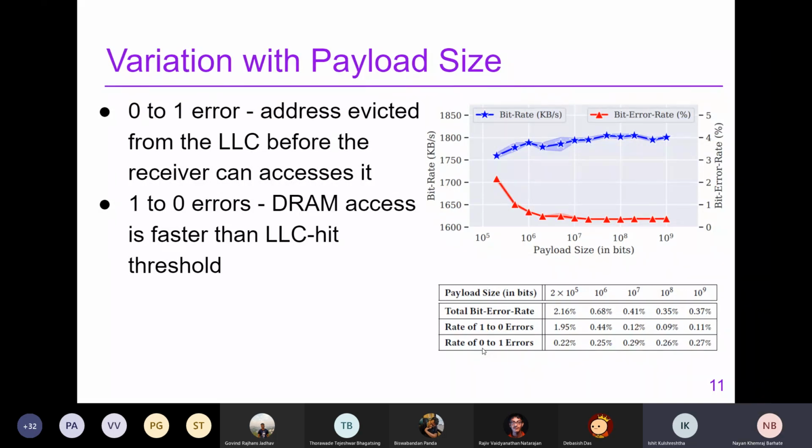And the 0 to 1 flip. So 0 means that the receiver should have got a hit, but it actually got a miss. This is because the block got evicted because of some other process running in the background, or because we couldn't fool the replacement policy well. So 0 to 1 errors are because the address was evicted from the LLC before the receiver accessed it, and 1 to 0 errors are because DRAM access is faster than the LLC hit threshold.